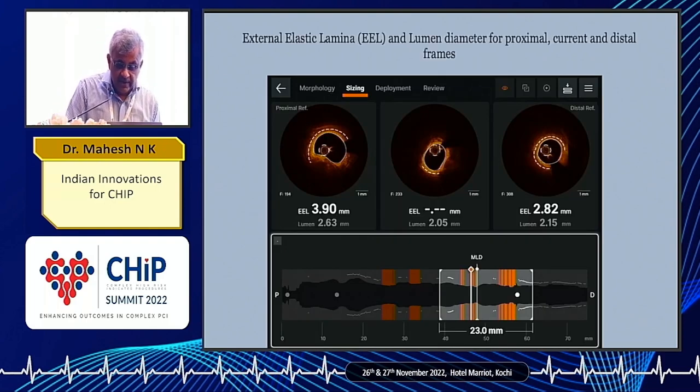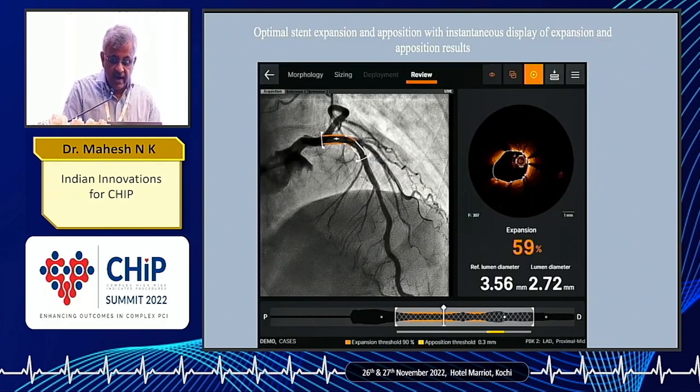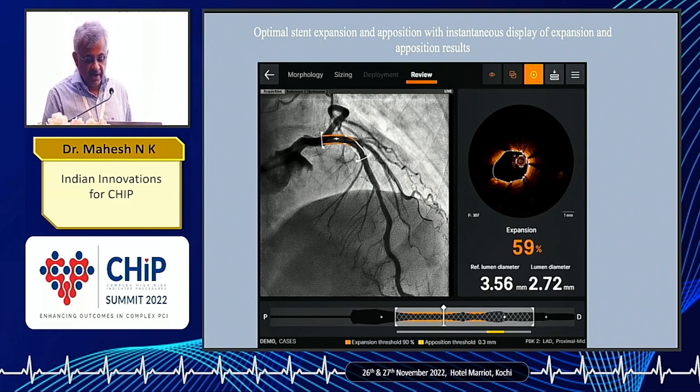It also identifies the EEL for you. It also gives you the lumen diameter and the EEL to EEL diameters. That helps you to plan your strategy very well. And after the whole thing is over, it gives you a reference lumen diameter, and the areas of under expansion have been marked with the OCT.